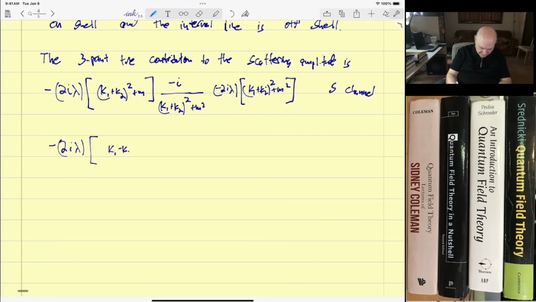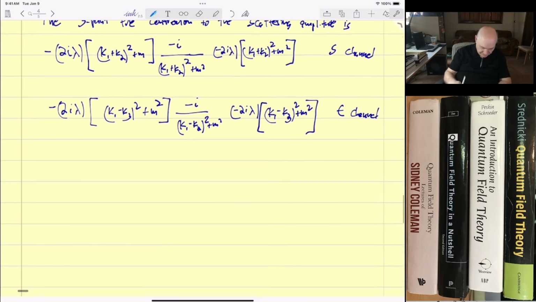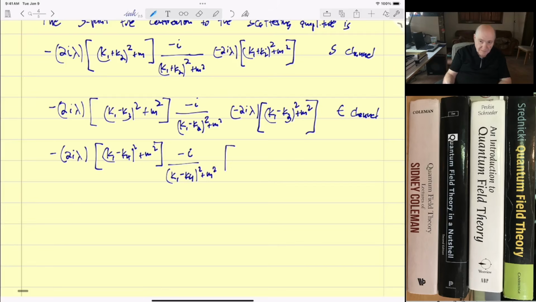Now I have K1 minus K3 squared plus M squared, minus I over the propagator. T channel, and then the U channel.